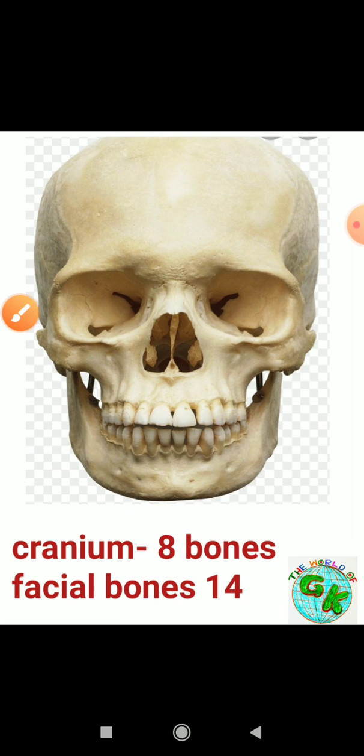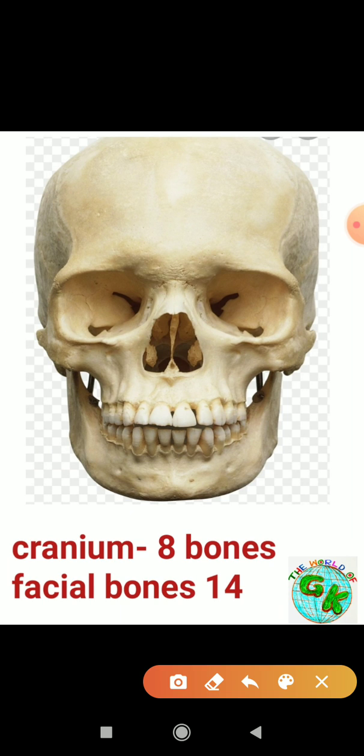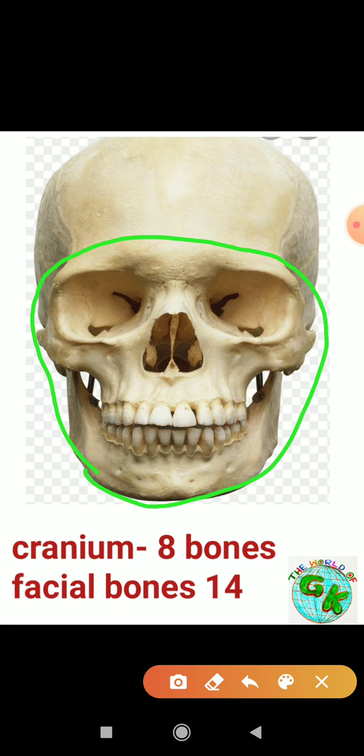Next is cranium. Cranium composed of 8 bones. Cranium is the upper and back portion of the head. Here you can see facial bones. This part is facial bones and total 14 facial bones are there, and cranium composed of 8 bones. Upper portion and back portion of the head is composed of cranial bones.